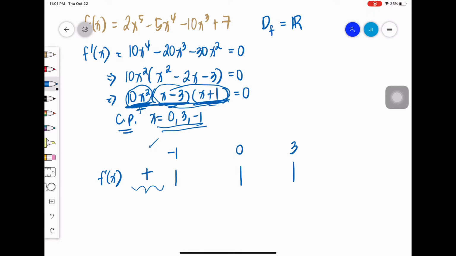Now let us obtain a number from between negative 1 and 0, say negative 1 half. If we plug in negative 1 half to x minus 3 here, what's the sign? The sign is still a negative number. If you plug in negative 1 half to this factor here, the sign becomes positive 1 half.